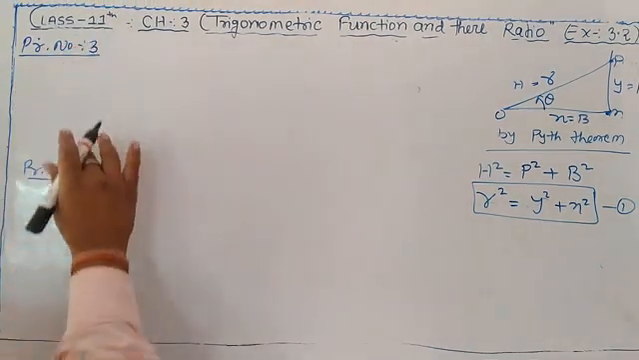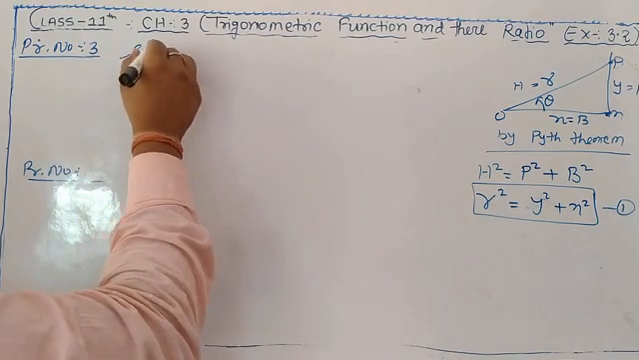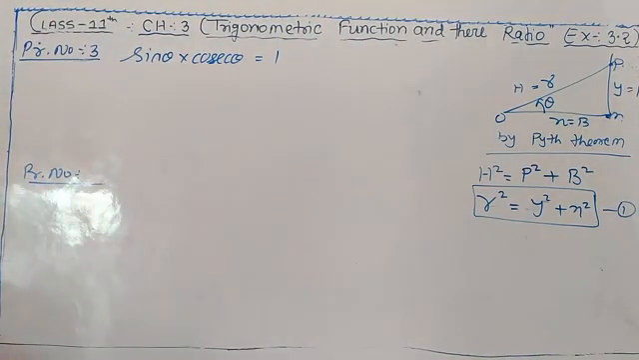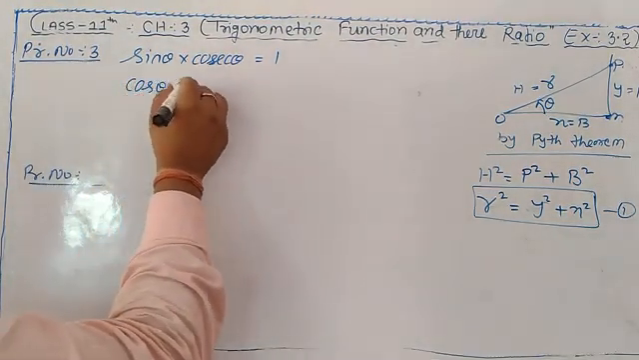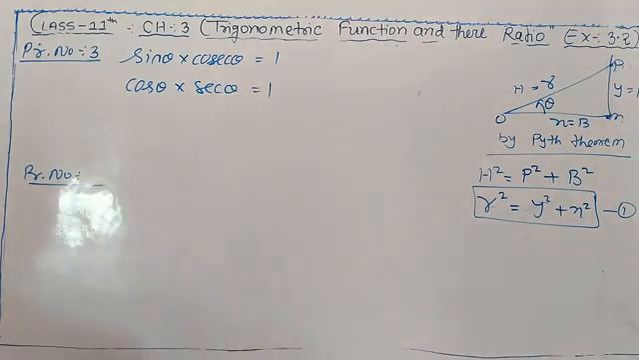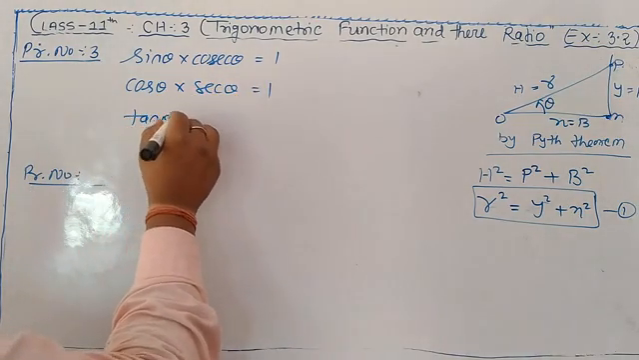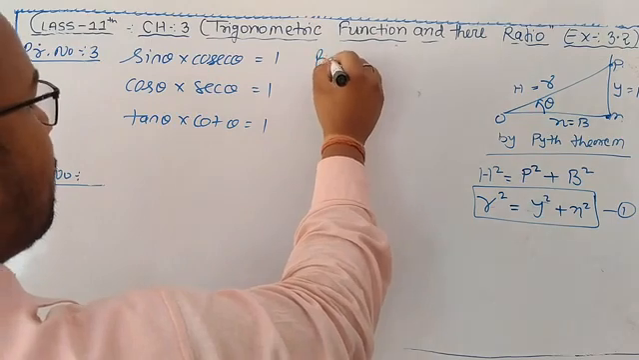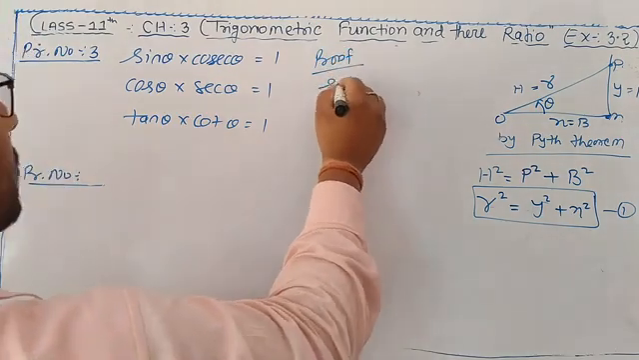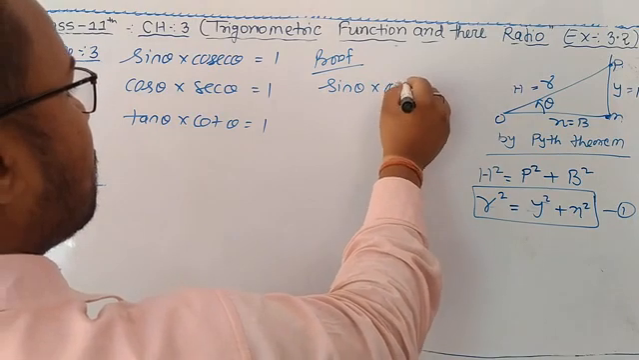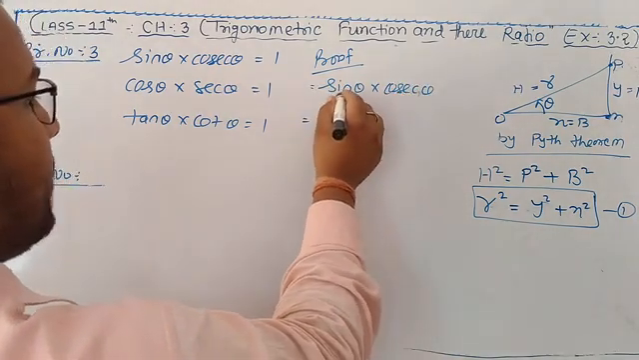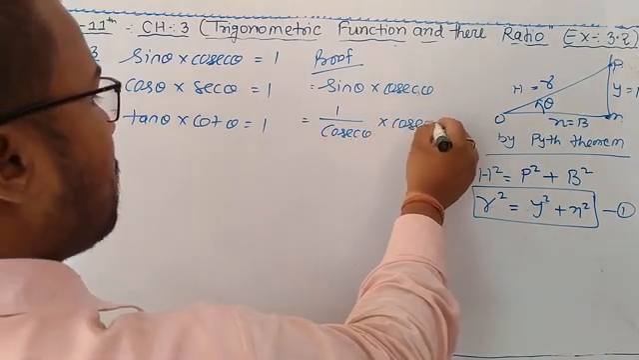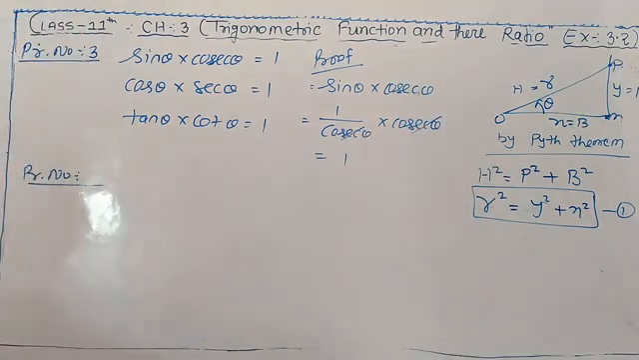Property number 3. Sin theta into cosec theta is also equal to 1. Cos theta into sec theta is also equal to 1. Tan theta into cot theta is also equal to 1. Proof: sin theta into cosec theta. Okay student, the value of sin theta is 1 by cosec theta, into cosec theta. Cosec cosec cancel, so it is equal to 1.